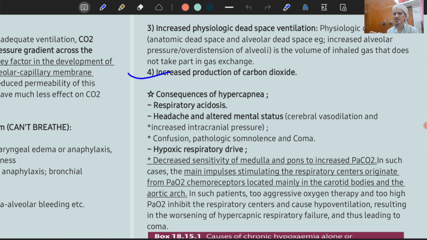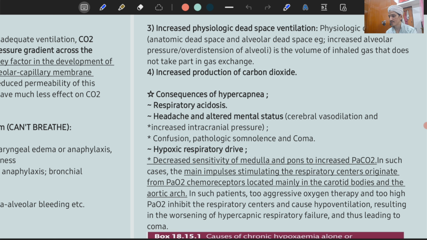Increased production of carbon dioxide in any region of the body will cause alveolar hypoventilation. Can't breathe and won't breathe are the most common causes of alveolar hypoventilation, and alveolar hypoventilation is the most common cause of hypercapnic respiratory failure.